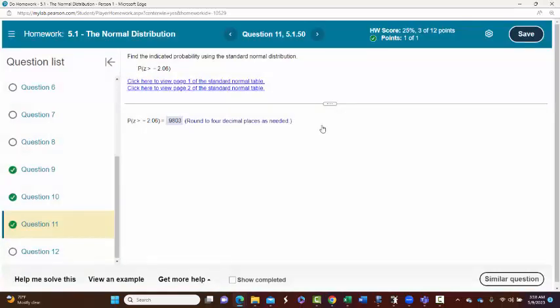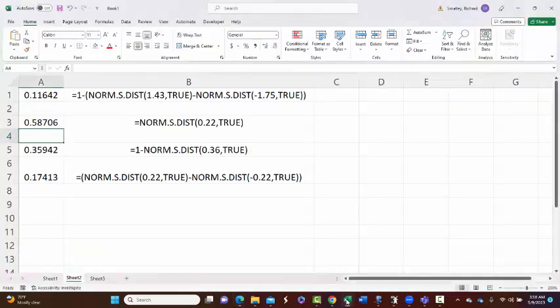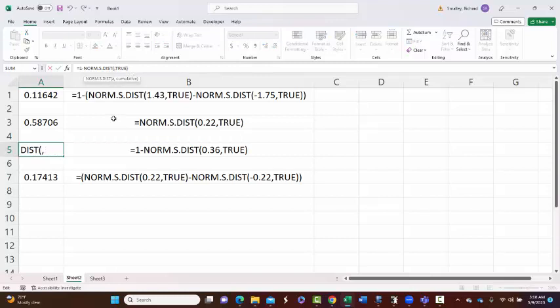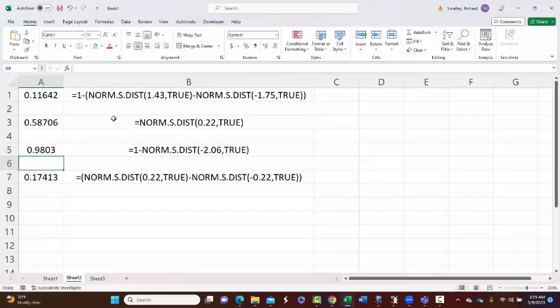Got it? In Excel. And it's 1 minus in Excel. And so it was negative 2.06, I believe. And 9803. Okay.